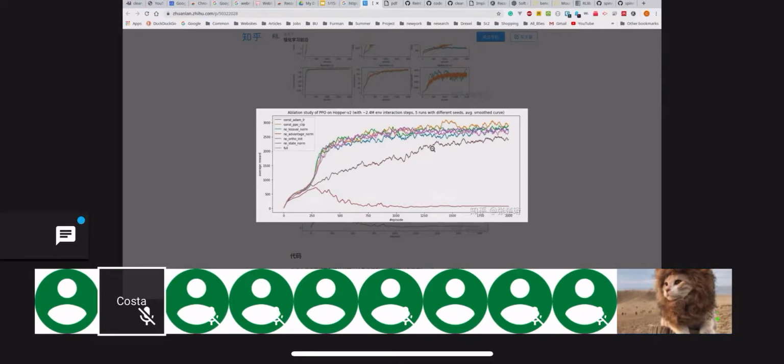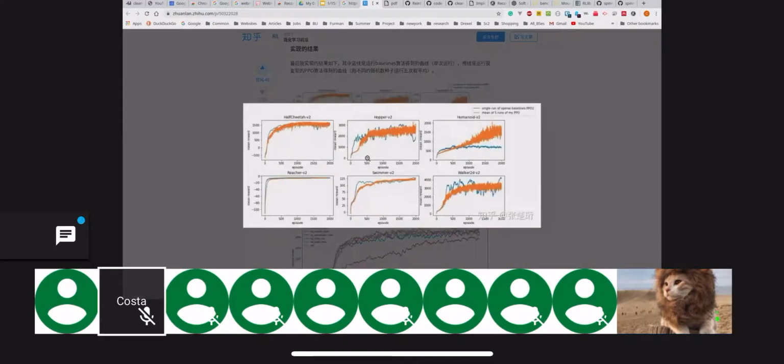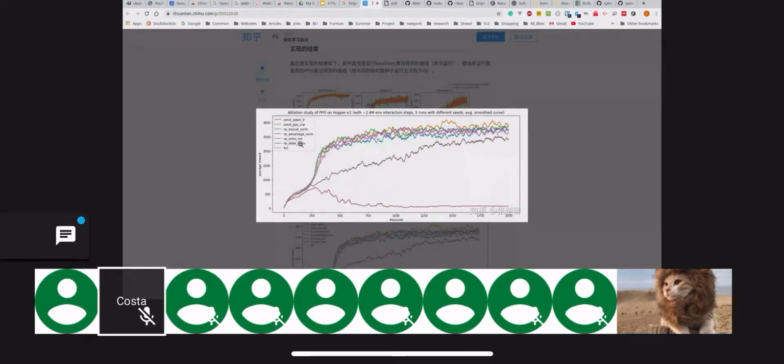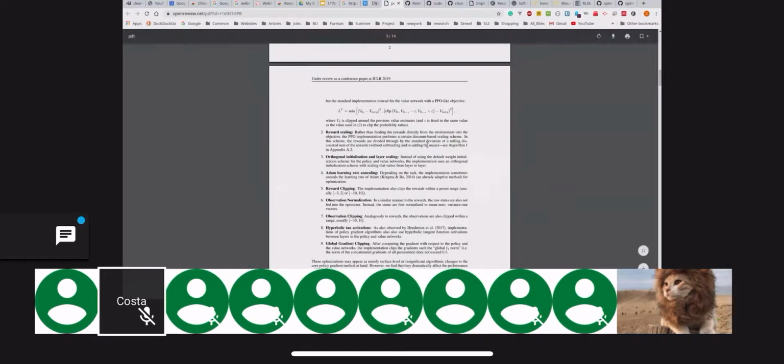So I think this is MuJoCo, right? Yeah, it's HalfCheetah. Yeah, it's MuJoCo. And if you look at it, state normalization is one of the techniques that this paper is not addressing, which I find to be a shame.